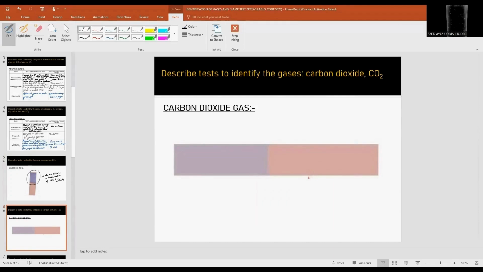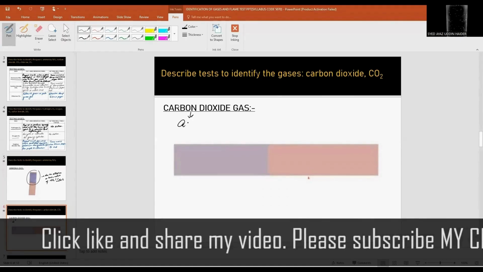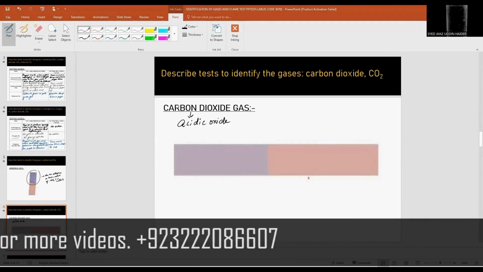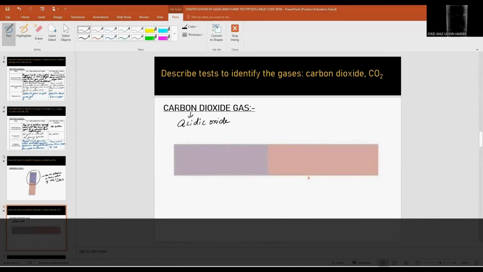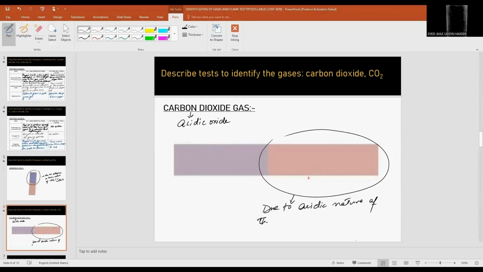Carbon dioxide is an acidic oxide. And we know that with the exception of water, carbon monoxide and nitrogen monoxide, all the other non-metal oxides act as acidic oxides. Therefore, it turns moist blue litmus paper red. You'll obtain a red color due to the acidic nature of the gas in water.